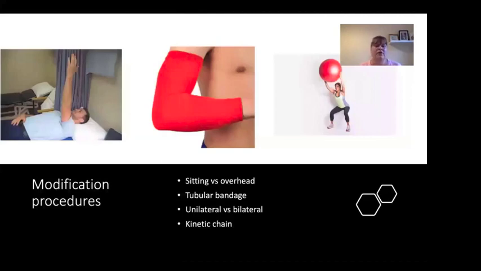So what we'll look at first of all is range of movement in sitting or standing versus overhead range. Is there an increase? And we'll explain why this can happen in a minute. Does it change if you apply something such as cutaneous pressure by the use of a compressive sleeve or a tubular bandage? What's the range of movement if you perform a bilateral movement compared to a unilateral movement? And again, I'll discuss why this might be different. And what happens if you get the patient to perform a functional movement involving the whole of the kinetic chain, i.e. lower limb as well as upper limb?